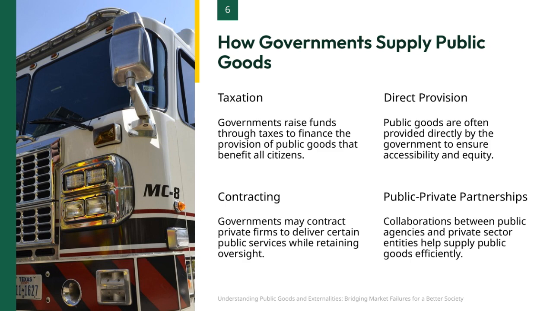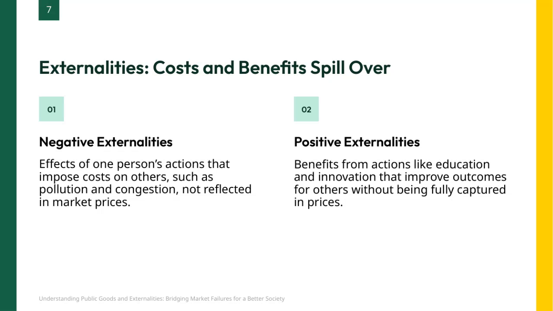Here we're looking at externalities, which are basically the side effects of people's actions that affect others. First, we have negative externalities. These are costs that one person's actions impose on others, but aren't reflected in market prices. Think of things like pollution or traffic congestion, where the impact is felt by many, but no one is directly paying for those costs.